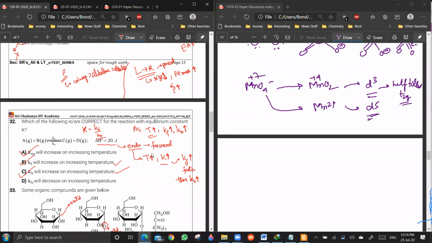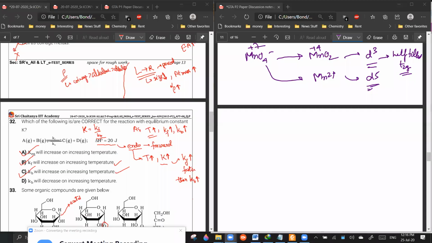Forward direction is endothermic, then as temperature... Okay, so we were discussing that when you have an equilibrium, the equilibrium constant is Kf by Kb. As temperature increases, the equilibrium shifts in the direction of the endothermic reaction. So if the endothermic reaction is in the forward direction, then the value of K will increase.